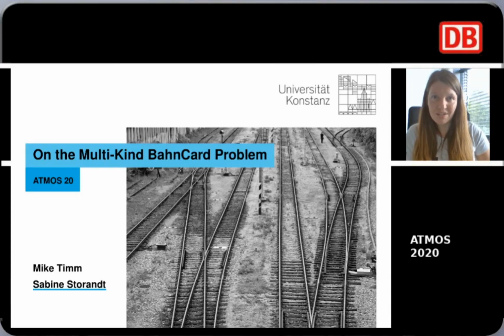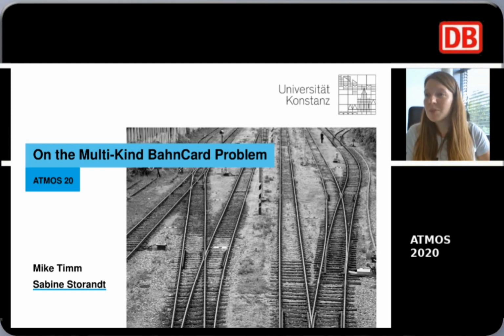I'm Sabine Storan from the University of Constance, and I will now present joint work with Mike Tim, also from the University of Constance, on the topic of the so-called multi-kind BahnCard problem. So BahnCard is a German railway pass offered by the Deutsche Bahn, which allows you, after purchasing it, to buy train tickets at a reduced price for a certain period of time.